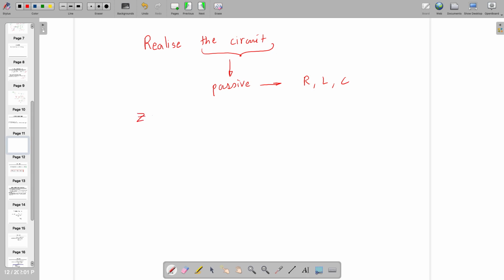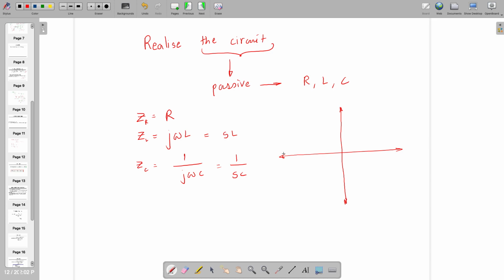For resistive, it's R. For inductive, it's j omega L. And for the capacitor, 1 by j omega C. If you look at these in terms of Laplace, all the roots of these particular elements are either on the j omega axis or on this side, right? It cannot be on this side, right?